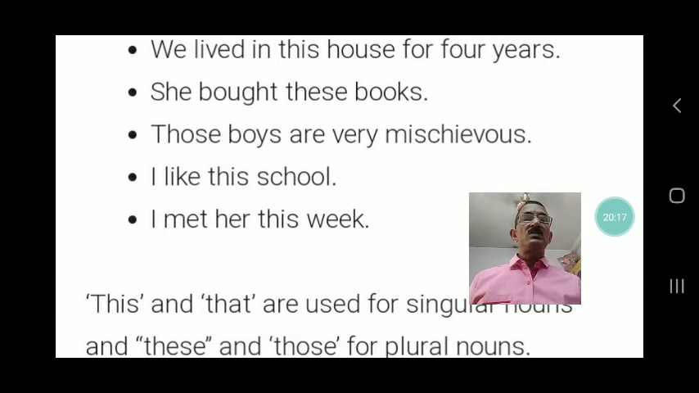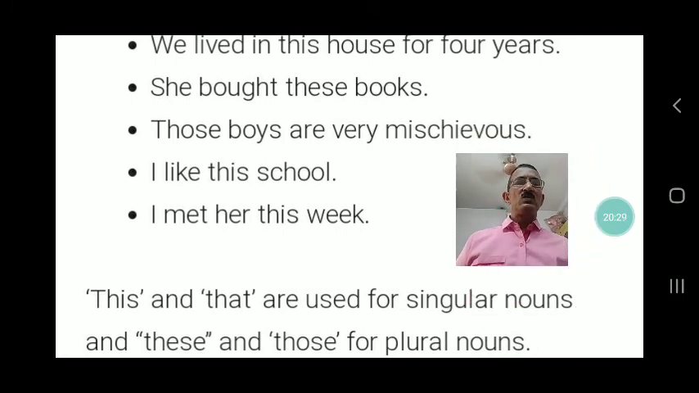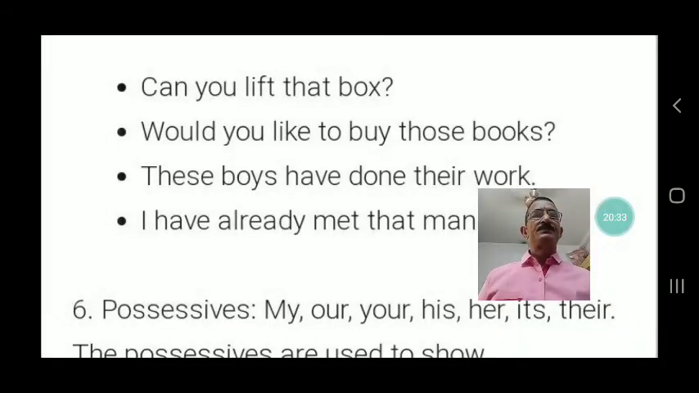I like this school, singular noun school. I met her this week. This is singular and week is singular. This and that are used for singular nouns, and these and those are for plural nouns. Can you lift that box? Would you like to buy those books? Here, that box. Box is singular, that is singular. Books, plural. Those means that it is at a distance.